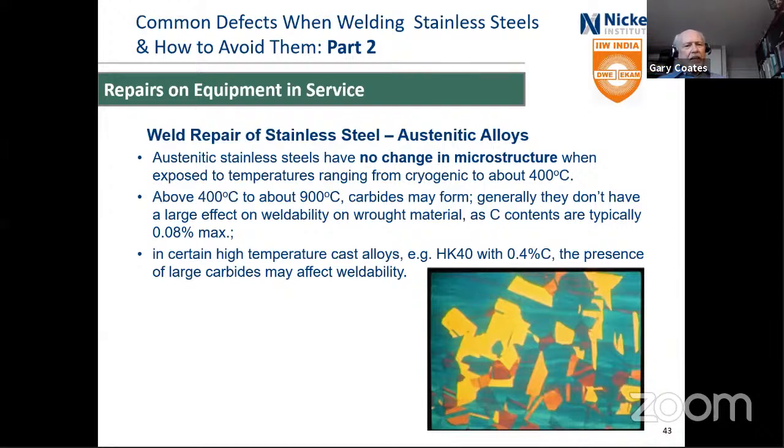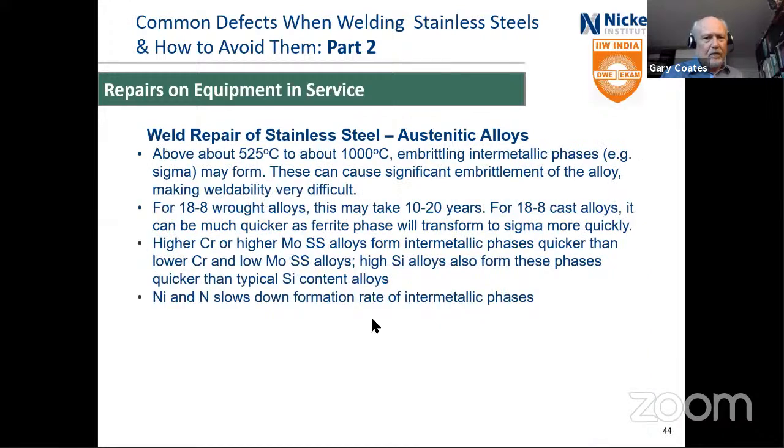But when you get into cast materials, the carbon can be very high. For example, the HK40 has 0.4% carbon. It's meant to form carbides because the carbides give it a high temperature strength, but it definitely affects the weldability of it. But generally, if you have 304, 316, even if it's not specified as low carbon, the carbides may affect the corrosion resistance, but they may not affect the weldability of it.